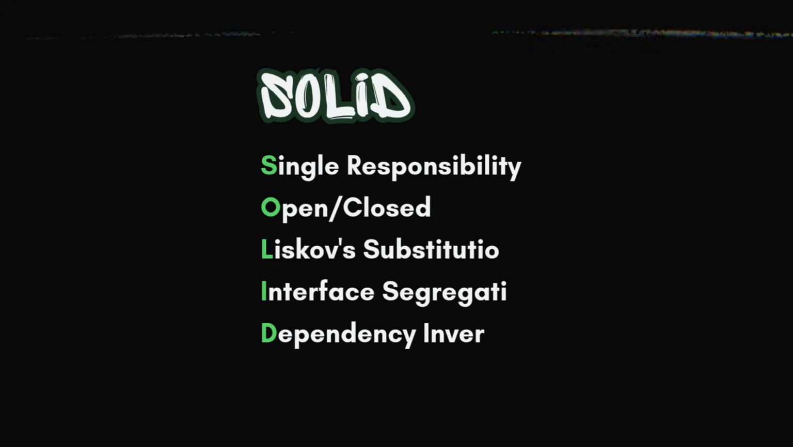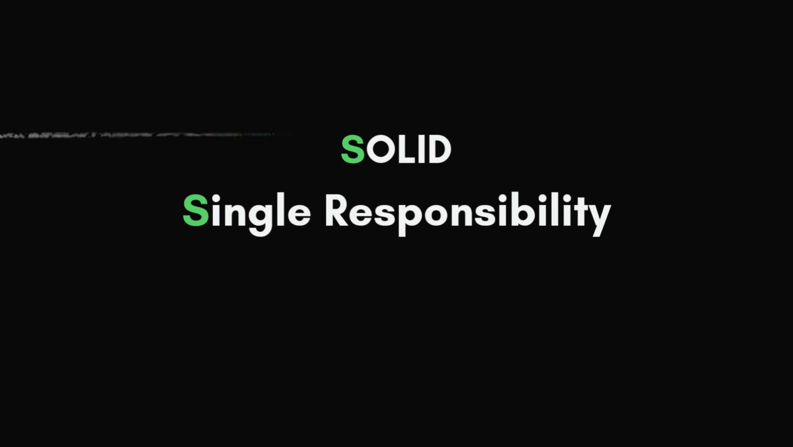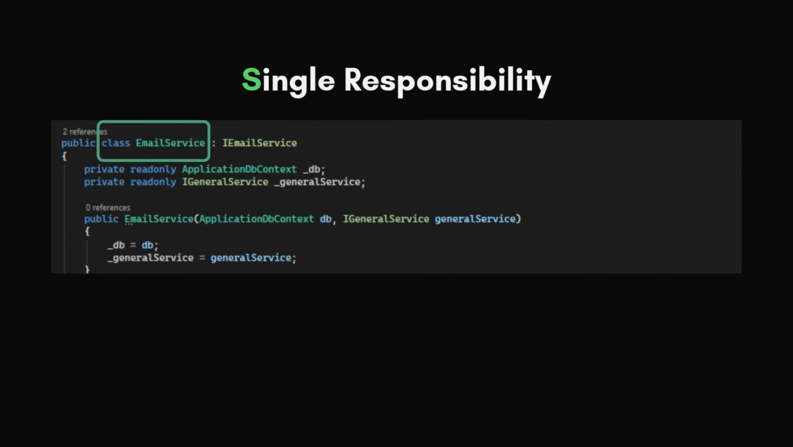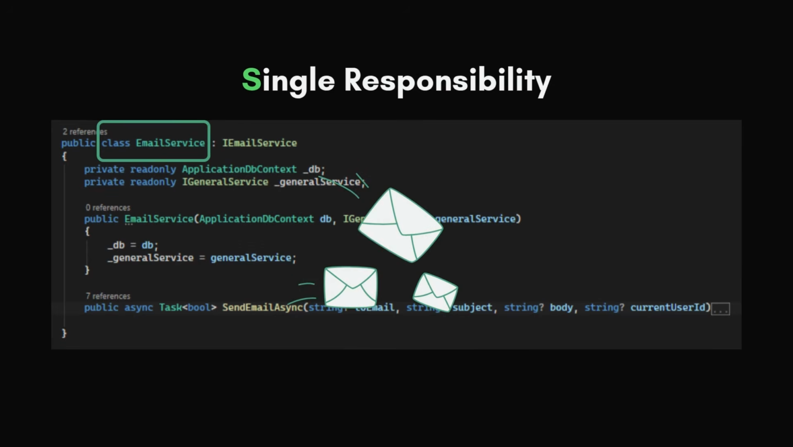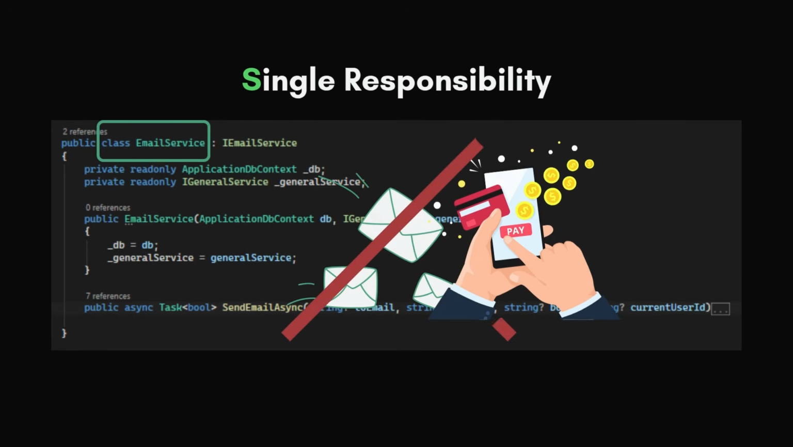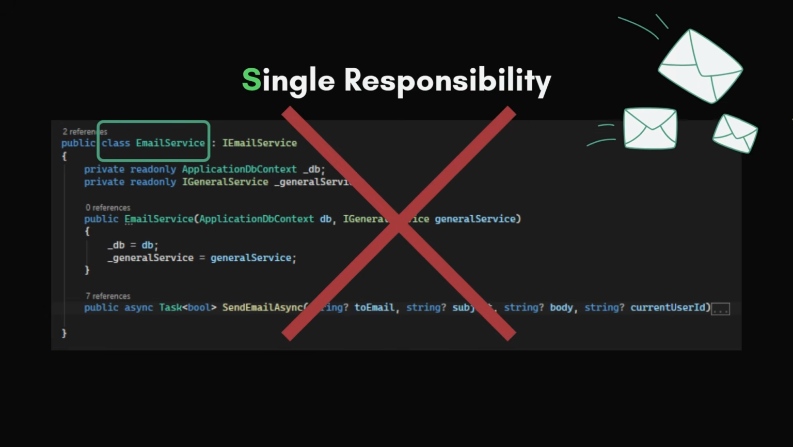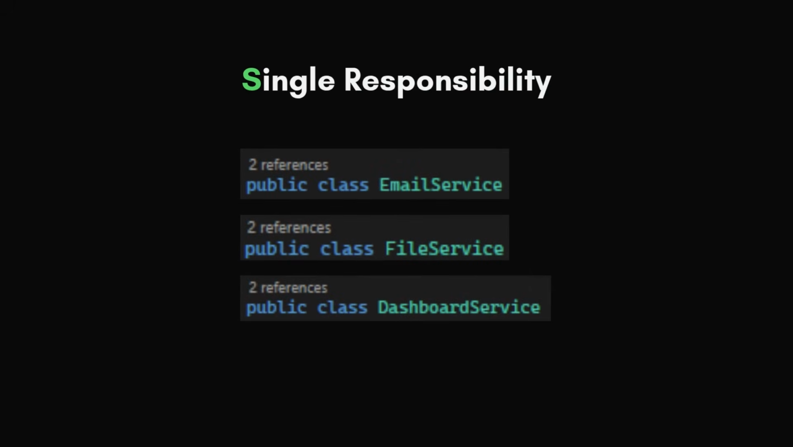And then we have SOLID principles. These principles help us write flexible, maintainable code. For example, the single responsibility principle tells us that a class should focus on one responsibility only. Our email service should send emails. It should not also process payments and generate PDFs at the same time. When responsibilities are separated cleanly, future changes become safer and easier.